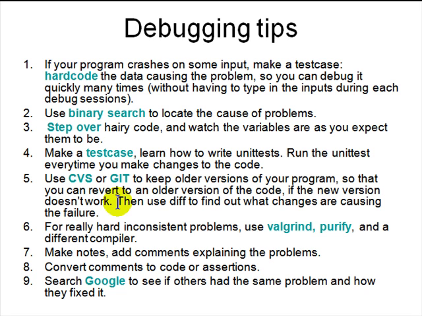And if it's a really hard problem, you have to use Valgrind or Purify. Those are memory debuggers, and they spot memory leaks, memory overruns, and array out-of-bounds reads or writes. And whatever you do, make notes in a file and put comments explaining the problem, so that next time you hit it, you know where to look, or somebody else can look at it. And put comments in your code, and if the comments are like assertions, convert them to code. Instead of saying, "We expect x to be 1," you just say assert x equal to 1.